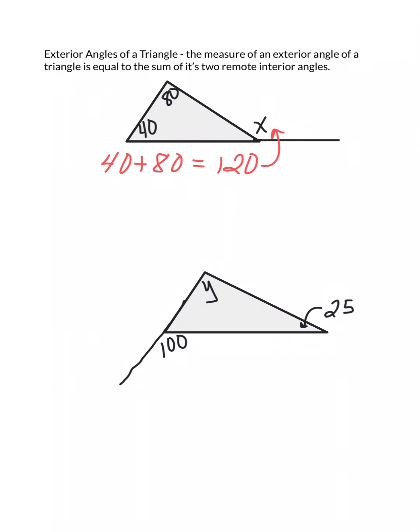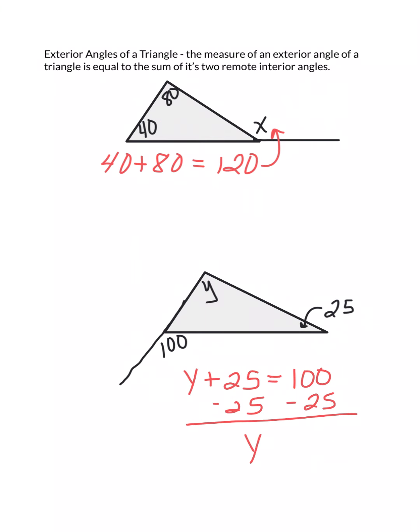In the next example, I have the exterior angle as 100, but I'm missing one of the remote interior angles. So I know that Y plus 25 has to add up to 100. So I'm going to write Y plus 25 equals 100. How do we get the Y by itself? Subtract 25, subtract 25. Again, some of us can probably do this in our heads. And you get 75. And 75 plus 25 does add up to 100.